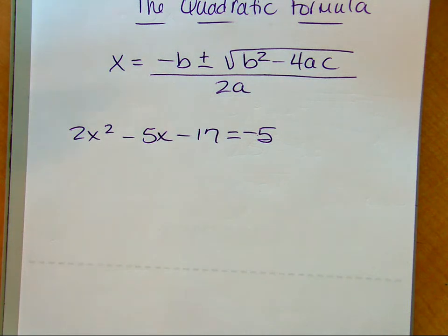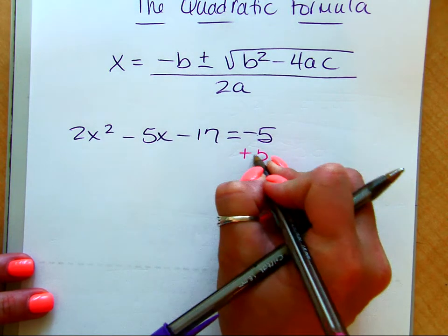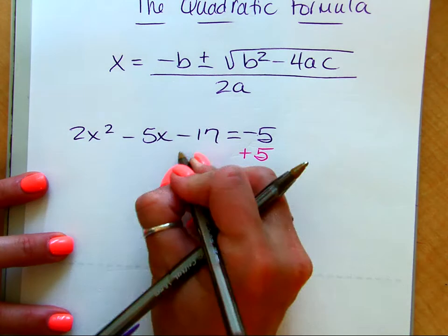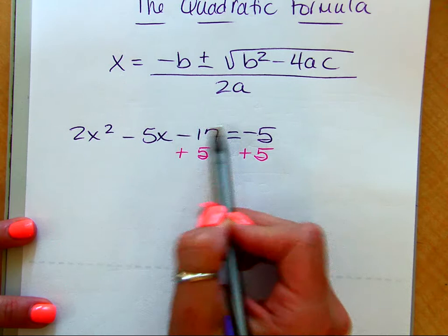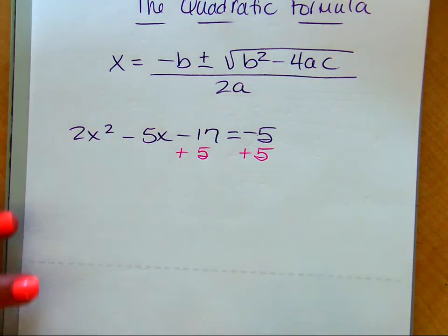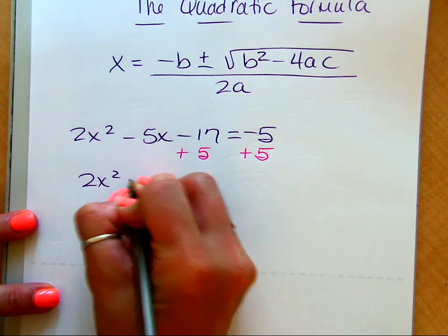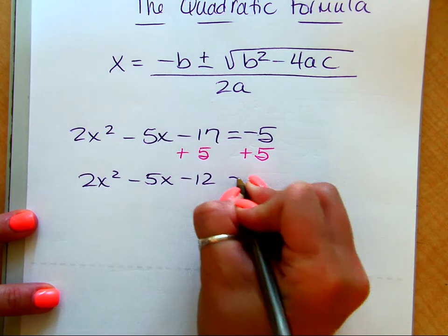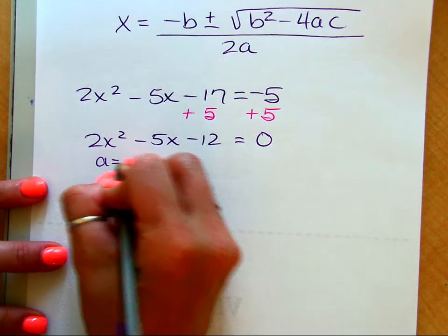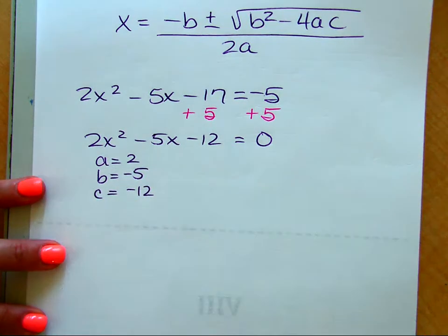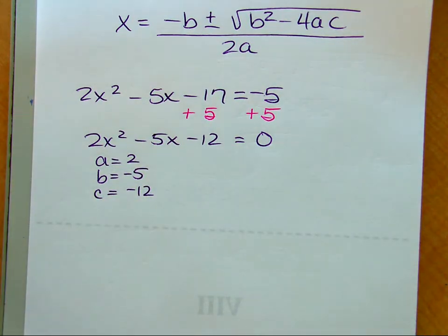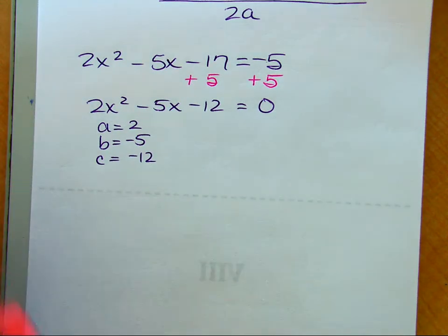I know I need it in standard form. It looks like it's in standard form, except, man, that needs to be 0, but it's not. So remember how I got rid of it before? When I get rid of it, I just have to do some combining, right? So you might look at this and think, oh, my c is negative 17. Nope, not once you add 5 to it. So I'm going to have 2x squared minus 5x minus 12 equals 0. And now my a is 2, my b is negative 5, and my c is negative 12. Okay? That makes sense? All right, so now let's do this whole thing.